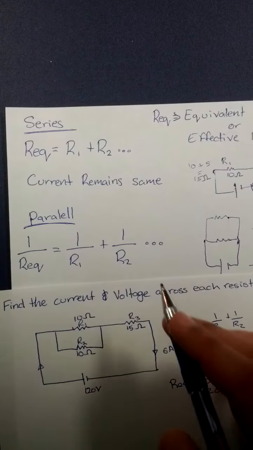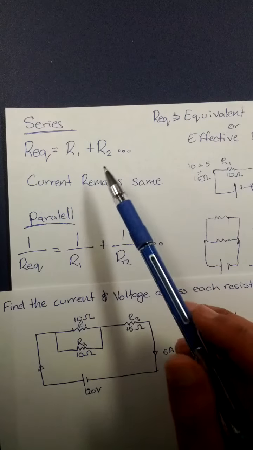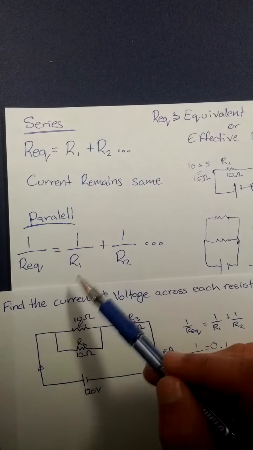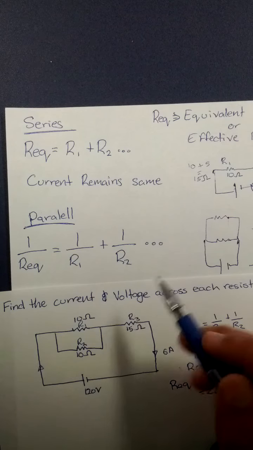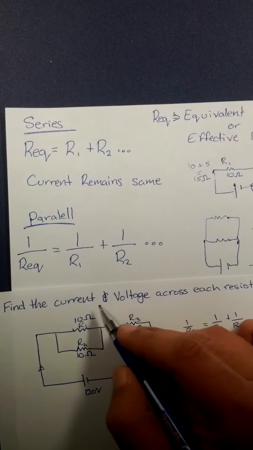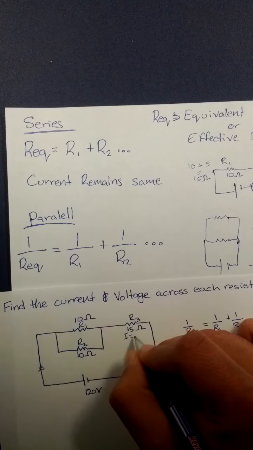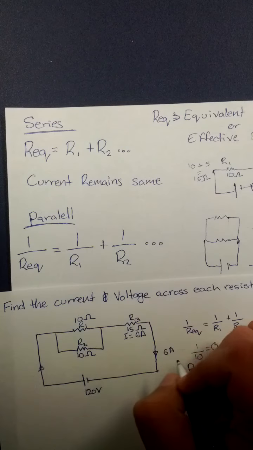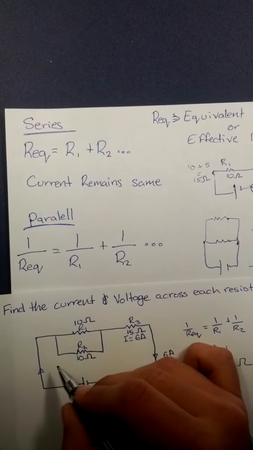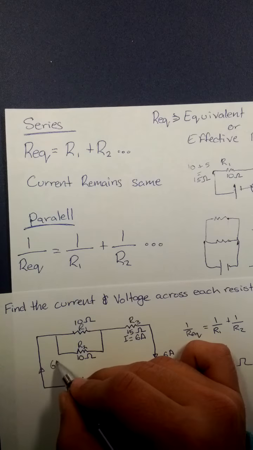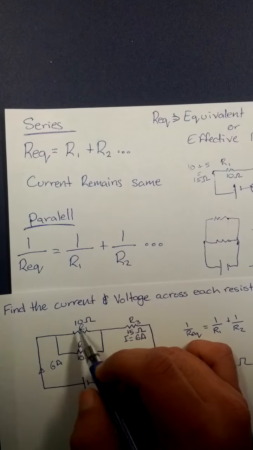And remember from the tip I said earlier, current remains the same in a series. So obviously this isn't a series circuit, but this would be part of the series. So that means we already found one part of it. Current equals 6A, because current's always going to stay the same. It could be here, here, or here. Right? And it's always going to stay the same.